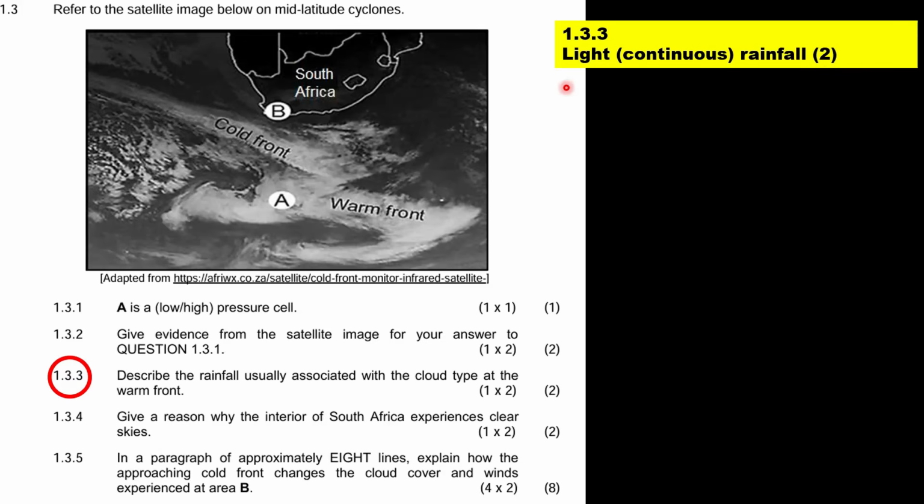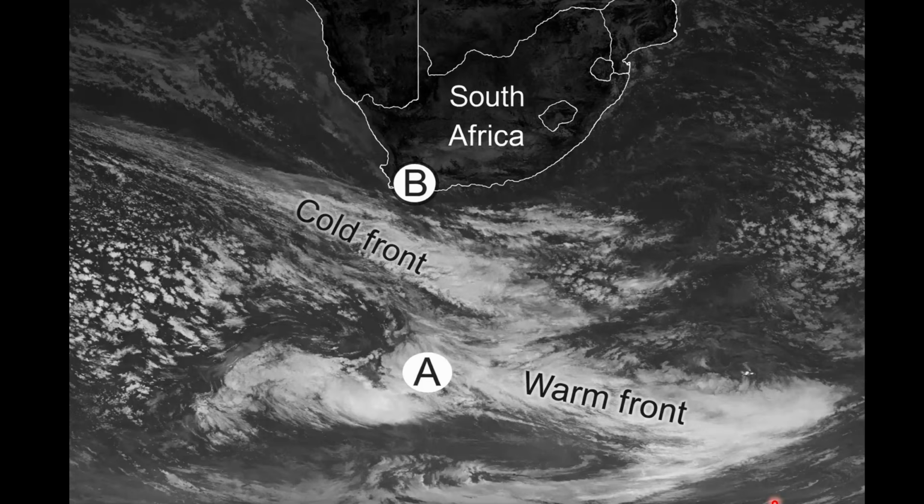Question 1.3.4. Give a reason why the interior of South Africa experiences clear skies. 2 marks. This question links synoptic weather to South Africa's interior. The interior is affected by the Kalahari high pressure system. High pressure means air is sinking. Sinking air warms. Warm air does not condense, so no clouds form. That is why skies are clear.